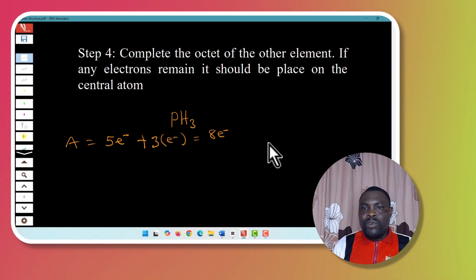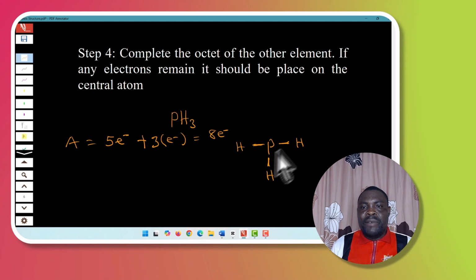Now, step 2, we determine the parent element, which is phosphorus. Step 3, distribute the other elements around the phosphorus, the central element. Now, each of these bond pairs is 2 electrons. So we have 2 electrons, 2 electrons, 2 electrons. Since we have 3 bond pairs, we now have 6 electrons. Our available electrons are 8. So we have used 6 electrons, remaining 2 electrons. The 2 remaining electrons are a lone pair. It will be placed on the central element.